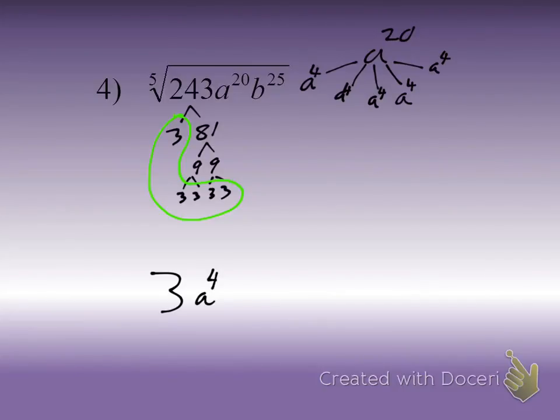Now, remember what I said? To put a factor tree back together, you do what? You multiply the bases, which means you do what with those exponents? You add them. So what's 4 plus 4 plus 4 plus 4 plus 4? 20. And what's my index? 5. So I need a group of 5. There they are.